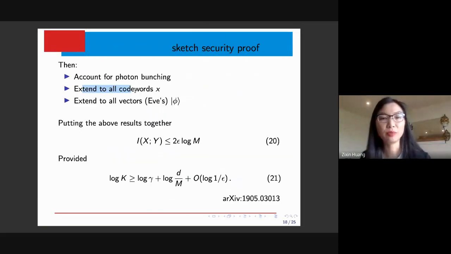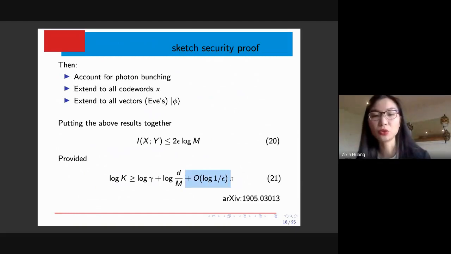To complete the security proof, we account for photon bunching by modifying gamma, and then we extend this to all the possible code words x. We extend this to all the vectors that Eve can use. And when we put this together, we end up upper bounding Eve's mutual information to within 2 times epsilon times log m. This result holds provided that the number of encryption unitaries is larger than gamma times the dimension of the Hilbert space divided by m, because the n-photon Hilbert space is actually slightly larger than our encoding space, and another term that's proportional to log 1 over epsilon.